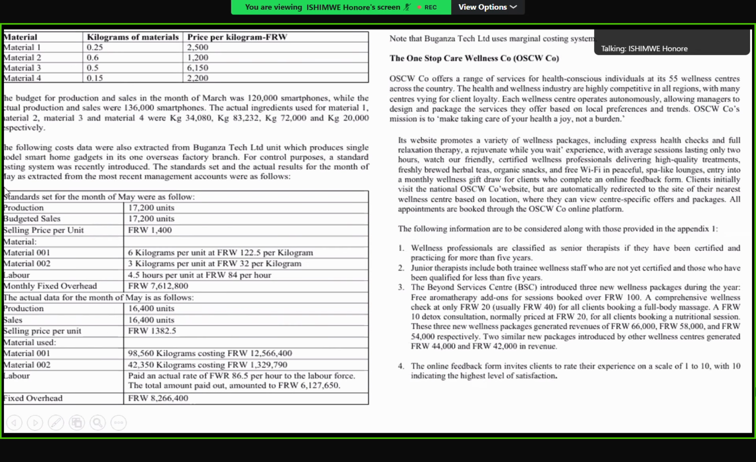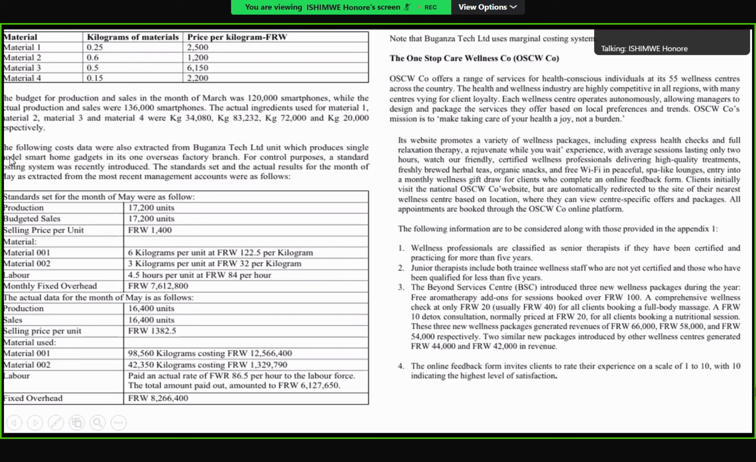So these are materials. Then they said the budgeted production and sales in the month of March was 120 smartphones, while the actual production and sales were 136 smartphones. The actual ingredients used for material 1 is this figure. This will help us in the variance analysis.